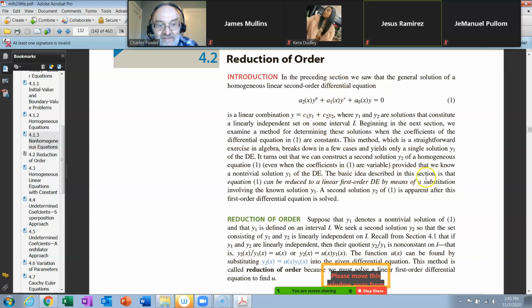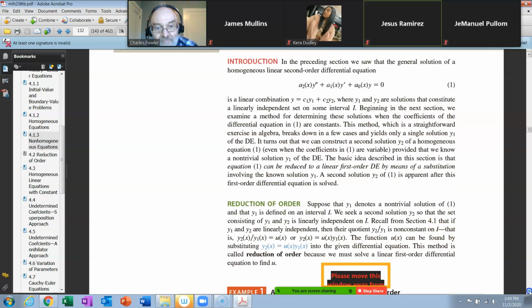The basic idea described in this section is that equation 1, this one up here, can be reduced to a linear first order differential equation by means of a substitution involving the known solution y1. That second solution y2 of this equation is apparent after that first order differential equation is solved. That's called the reduction of order, okay?